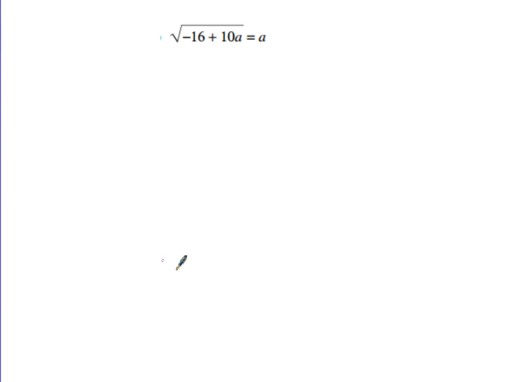These are a little bit harder, but not too bad. It just kind of puts last unit and this unit together. So when you go to solve this one, I can't move the 16 or the 10, so I need to square both sides first.